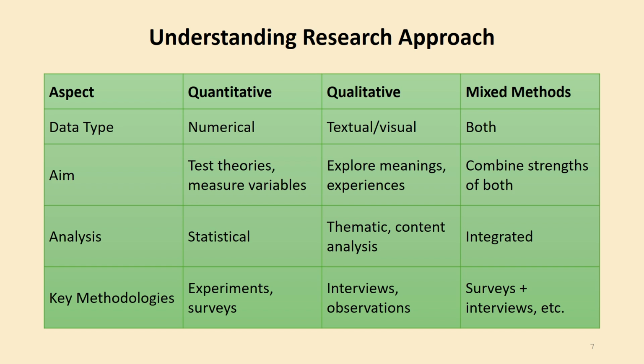Now come to mixed method. In mixed method you will have both kinds of data. You will have some data in the form of numbers, and some data in the form of text or visuals. Aim: combine strengths of both. Analysis: integrated. Integrated means some objectives will be treated by statistical treatments, and some objectives you have to address with the help of qualitative techniques like thematic and content analysis and other aspects. Key methodologies in mixed method: survey, interview, etc. Survey plus interview, etc.